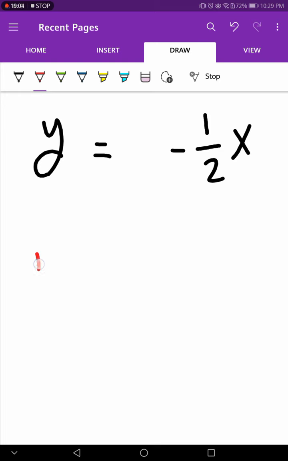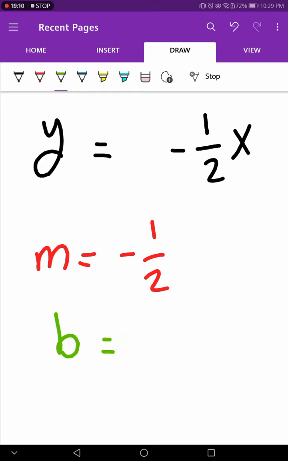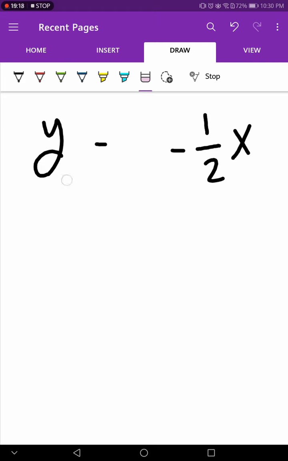So here, this is the equation. The slope, yes, bravo, it is -1 over 2, and the b, actually there is no constant, so the b is 0, the y-intercept. Okay, I hope you are happy now.